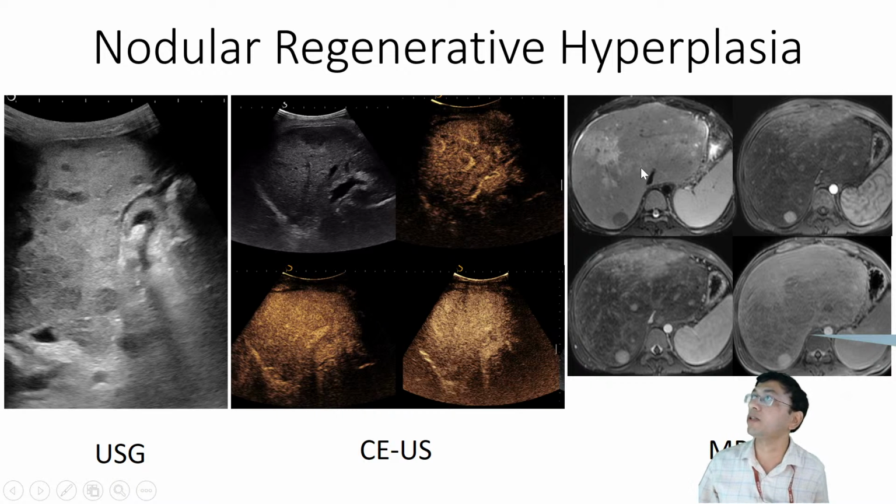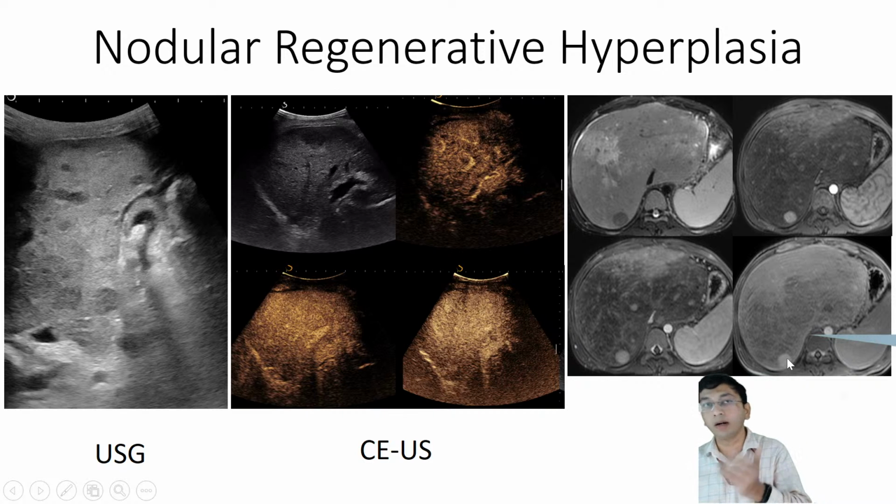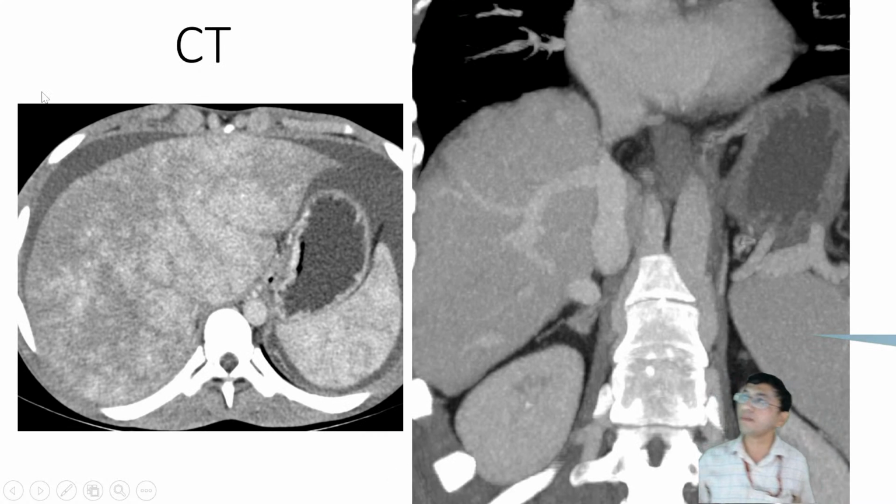This characteristic enhancement of the nodule helps us to differentiate it from more malignant pathology, that is a hepatocellular carcinoma. Similarly, for MRI, these are the MRI images which show the nodule. These are T2 weighted images which show a T2 hypointense nodule with arterial phase enhancement, and the enhancement persists on the delayed phase images as well. There is no washout. So we can more confidently characterize it as a benign nodule.